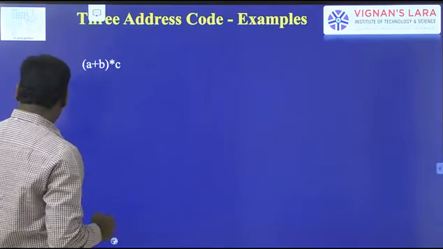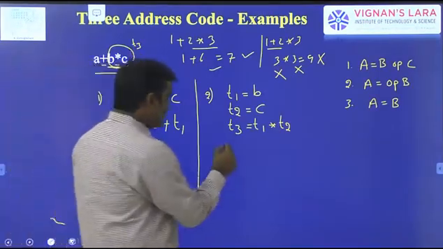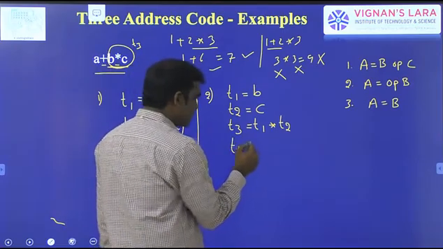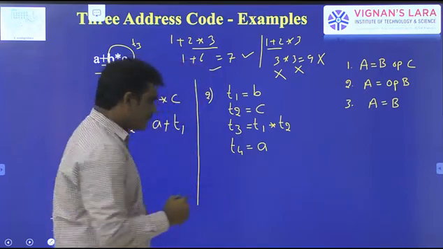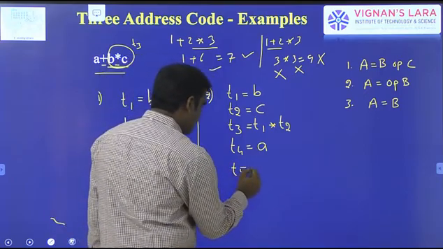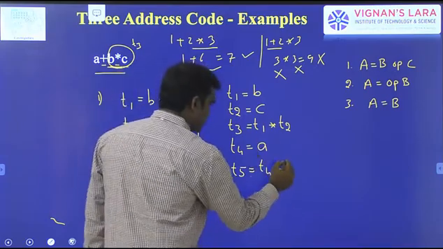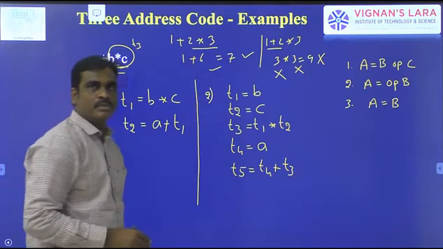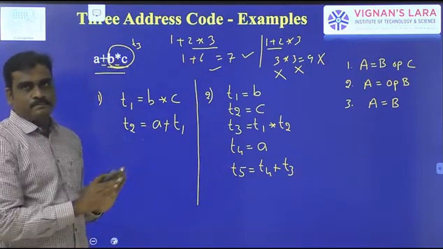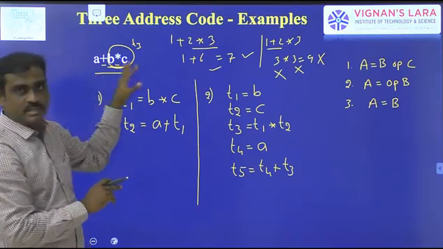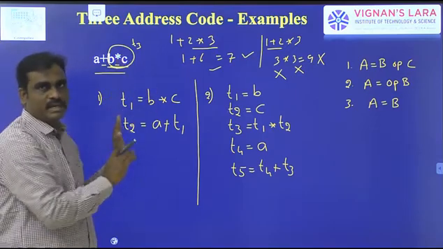Next one. The next one is A plus T3. So before performing the addition operation, first the operand A is assigned to T4. And then T5 equal to A plus T3, that is, T4 plus T3. So this is another approach. See, both are the same. Both are generating A plus B star C. Same values. Without changing the actual meaning, we have converted it like this.